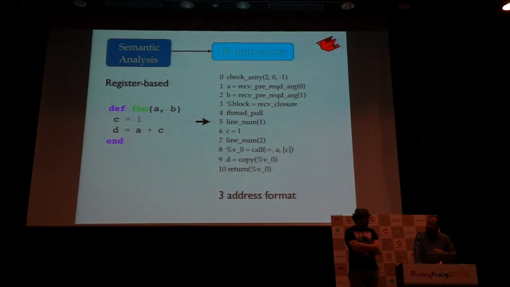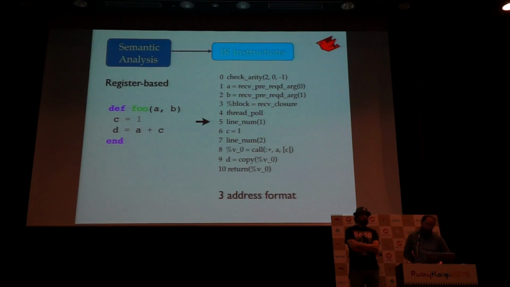So here's our first look at instructions. For the Ruby code on the left, here's the instructions on the right. I'll just go over a few quickly. On line 0, we check the arity to make sure there's 2 required arguments. Otherwise, we raise an exception. On lines 1 and 2, we bind the parameters A and B to the 0th and 1st required argument.